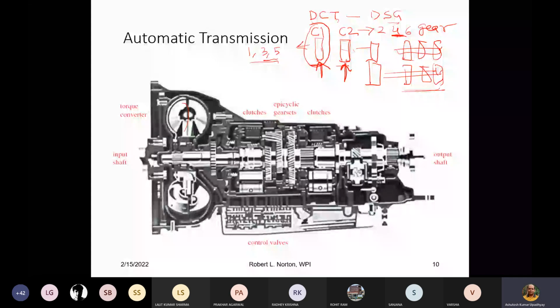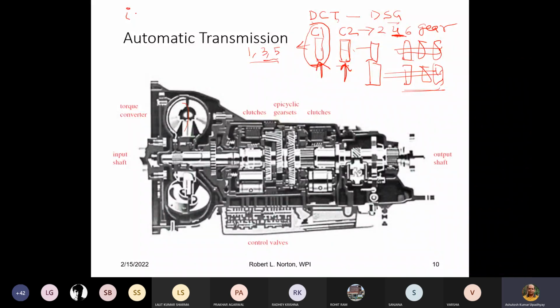Another system you will be hearing about nowadays is IMT, intelligent manual transmission. In this IMT, you can say that this is clutchless.